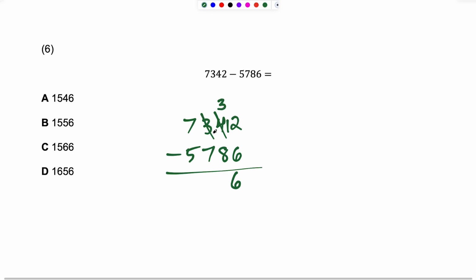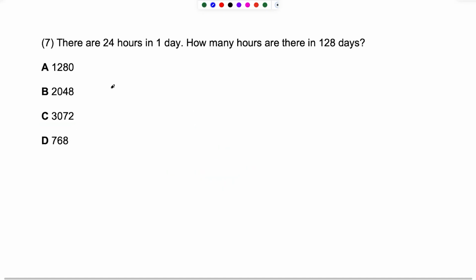So I have to borrow from the next column here, and I turn that 3 into a 2, and I put the 1 over here. And now I'm doing 13 minus 8, which is 5. And then same issue, 2 minus 7 I can't do because 2 is less than 7. So I borrow from the thousands place, I bump the 7 down to a 6, and I carry the 1 over here. And now we're doing 12 minus 7 is 5. And then finally we could do 6 minus 5 is 1. So our solution here is 1,556. Choice B is our answer.